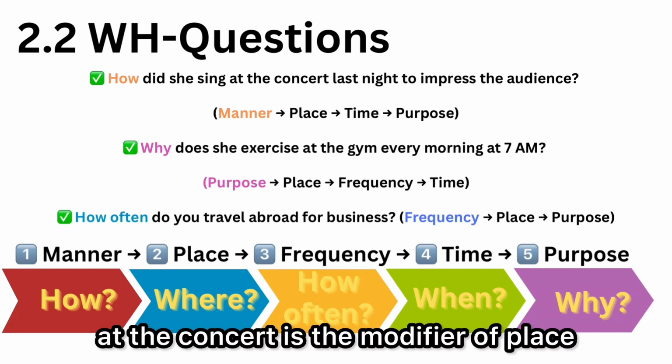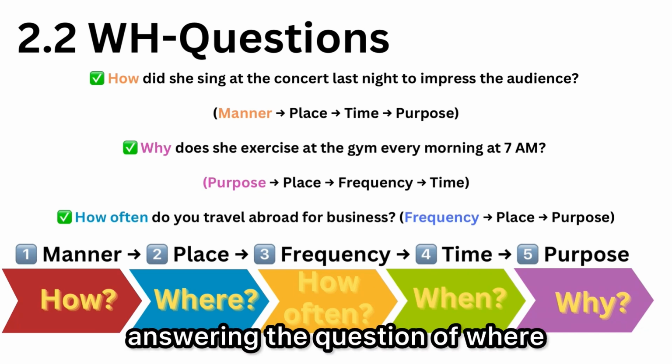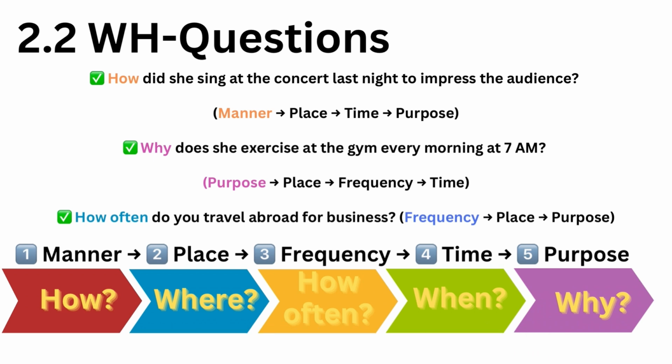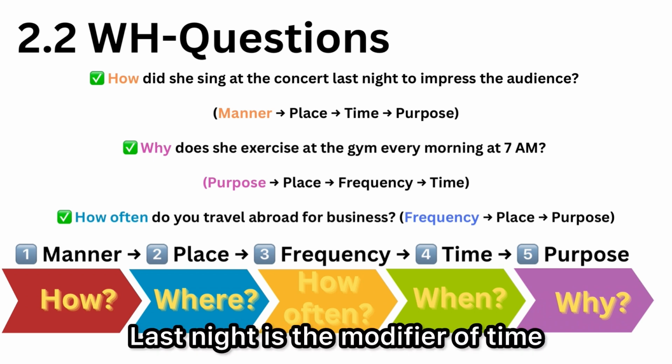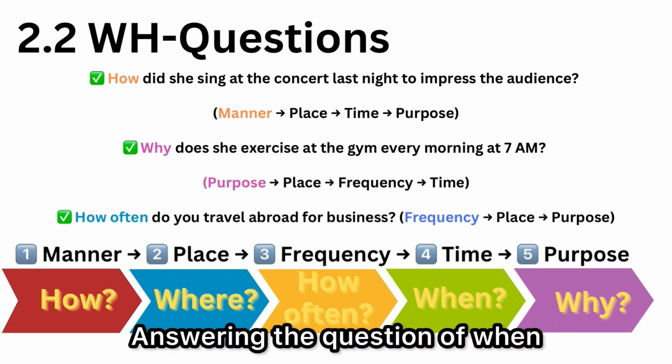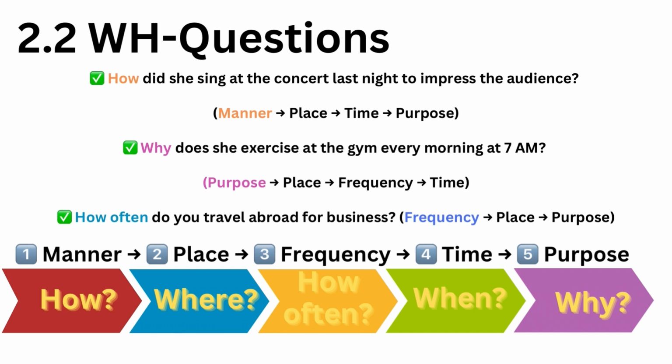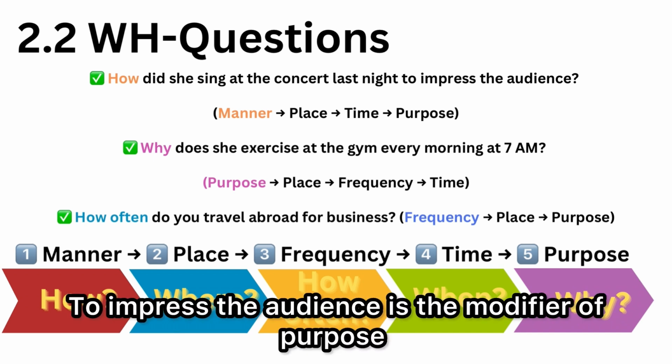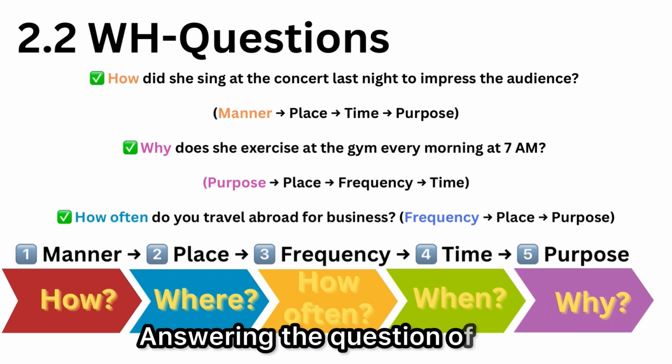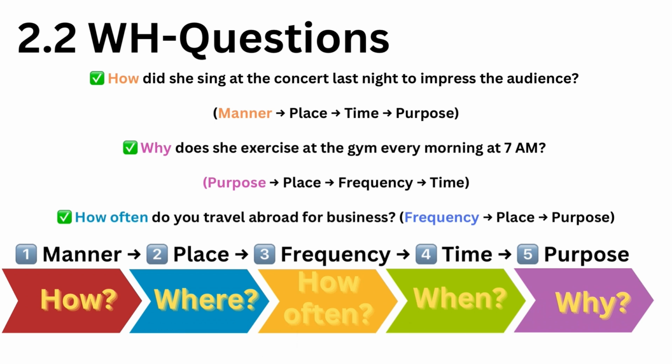At the concert is the modifier of place, answering the question of where. Last night is the modifier of time, answering the question of when. To impress the audience is the modifier of purpose, answering the question of why.